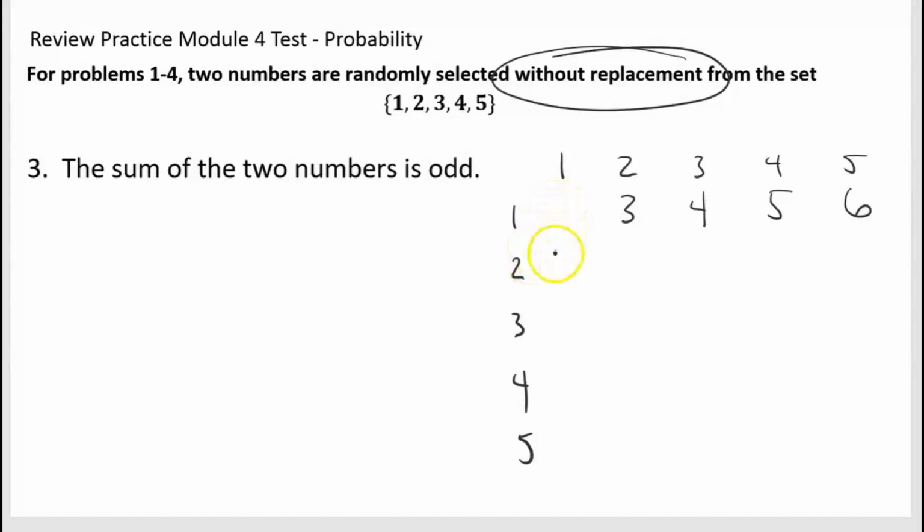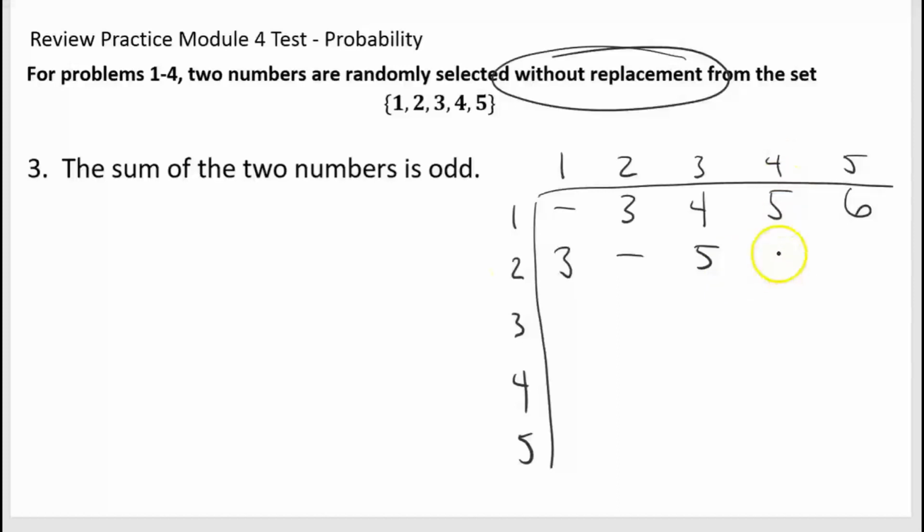Next row, 2 plus 1 is 3. 2 plus 2 is out of the picture. Why? Because you can't get 2 2s, because again, when you randomly select a number, you can't put it back and select the second one. I mean, picture picking the numbers at the same time. You're going to pick a 2 and a 3. You can't pick a 2 and a 2. 2 plus 3 is 5. 2 plus 4, let me make this clear. Here we go. So I'm on row 2, lined up with the 4, I'm adding them together to get 6. Row 2, lined up with the 5, I'm adding them together to get 7. See what I'm doing?